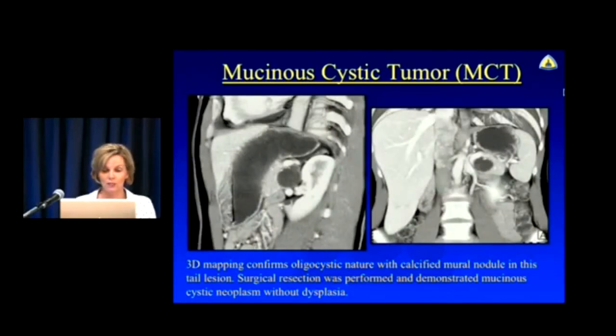Okay, now this one is another mucinous cystic neoplasm. Same thing, in the tail, eccentric calcification and a little septation. Surgical resection was performed and demonstrated mucinous cystic neoplasm without dysplasia.